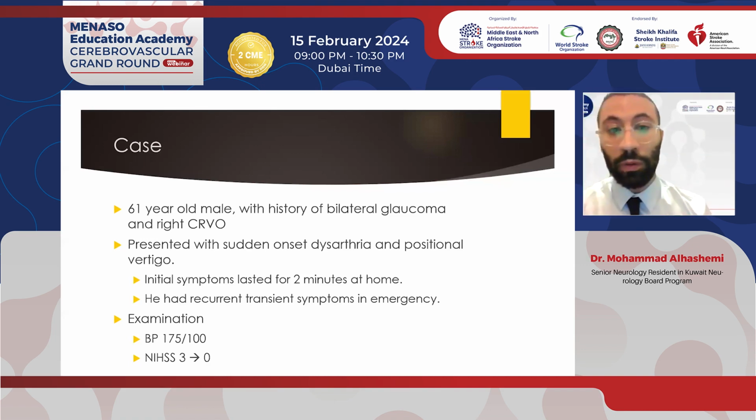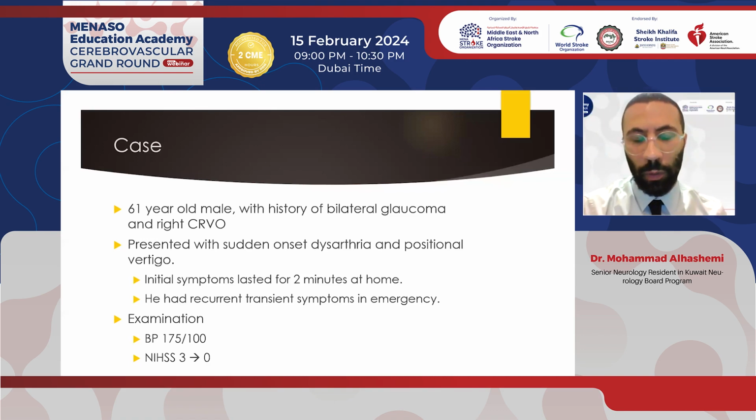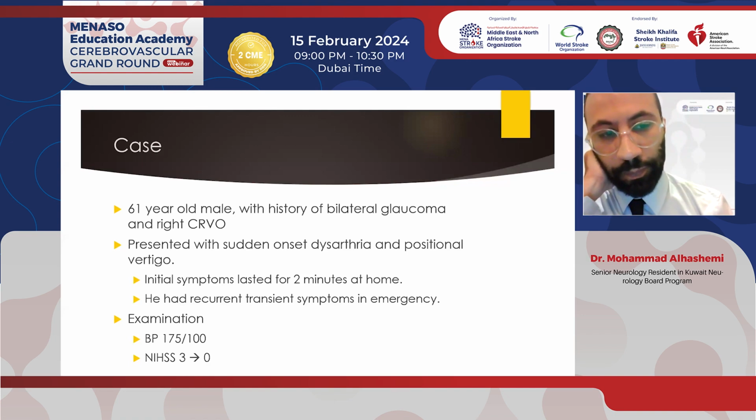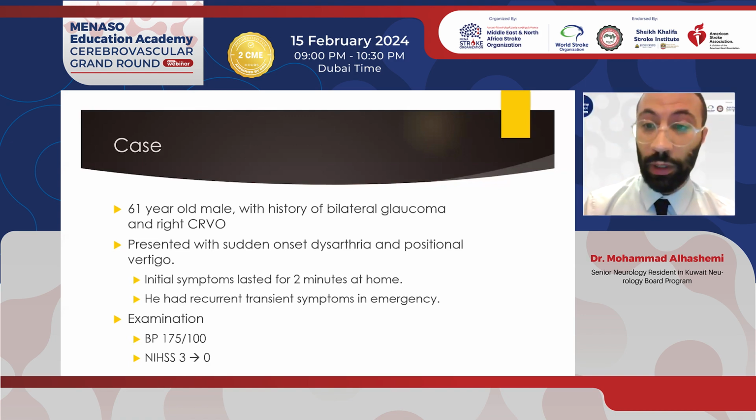He's a 61-year-old male with a history of bilateral glaucoma and right CRVO, presented with sudden onset of dysarthria and positional vertigo. His initial symptoms lasted for 2 minutes at home, and when he presented to the emergency, he also had recurrent transient symptoms in the emergency. Upon examination, his NIHSS was 3, and then it improved to 0. His blood pressure at that time was around 175/100.